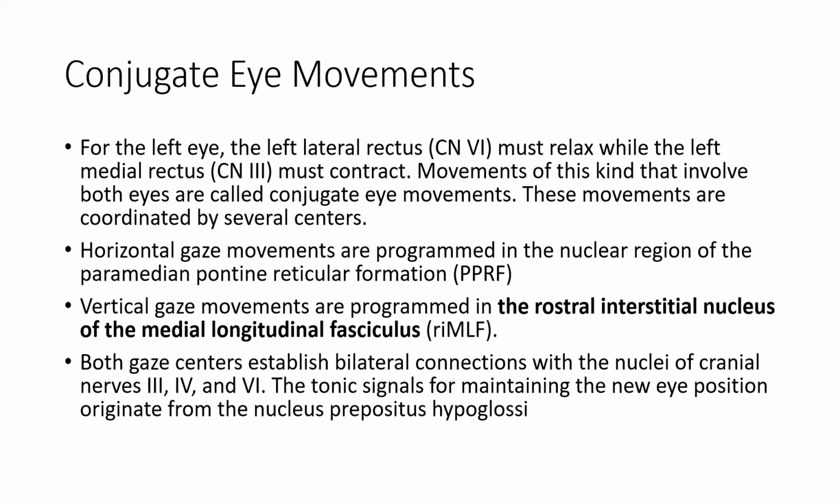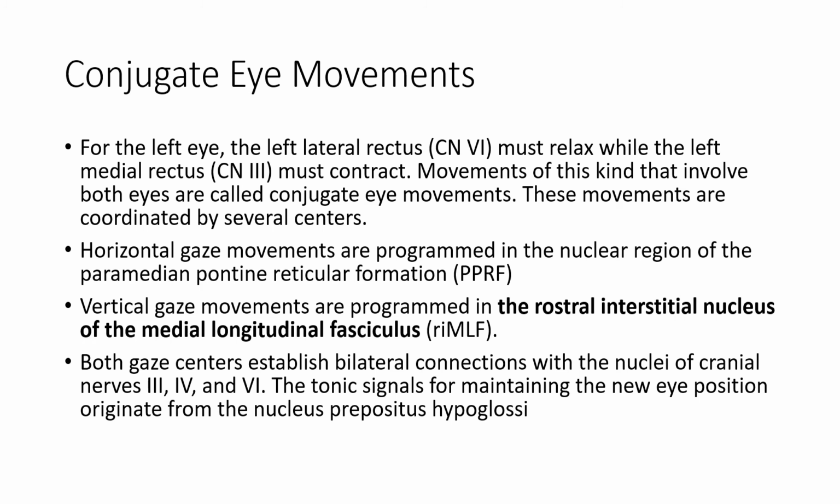Conjugate eye movement. So for the left eye, the lateral rectus must relax while the left medial rectus must contract. Know that these are that same concept of agonist and antagonist, kind of like how your bicep and your tricep are agonist and antagonistic to each other. So movements of this kind that involve both eyes are called conjugate eye movements.